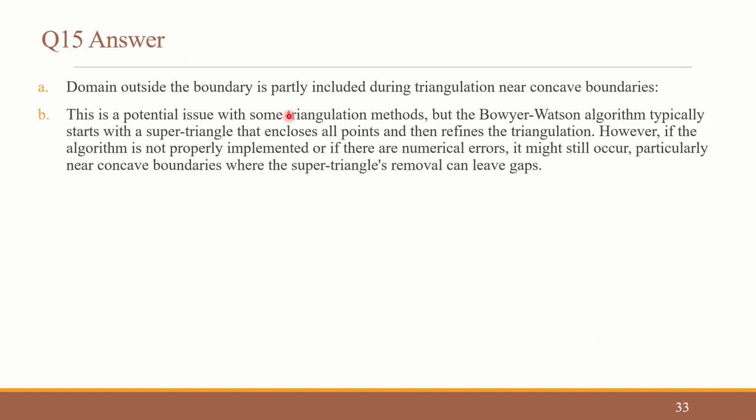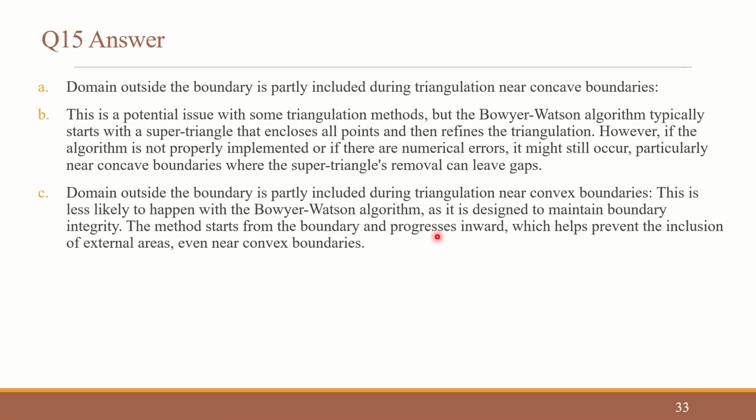So this is a potential issue with some triangulation methods, but the Bowyer-Watson method typically starts with a super triangle that encloses all points that defines the triangulation. However, if the algorithm is not properly implemented, if there are numerical errors, it might still occur, particularly near concave boundaries where super triangles removal can leave gaps.